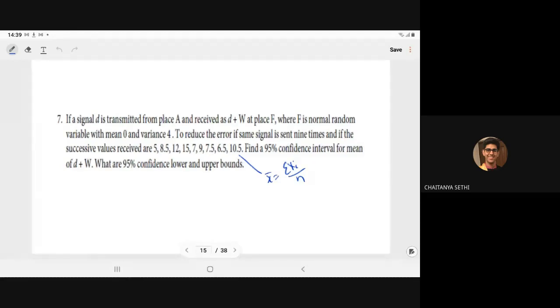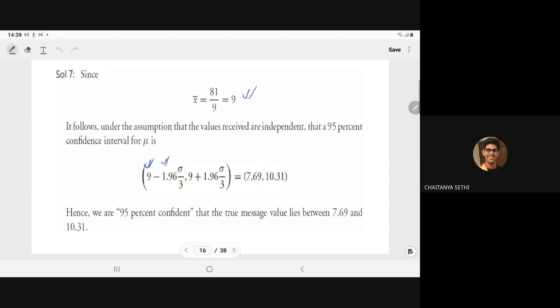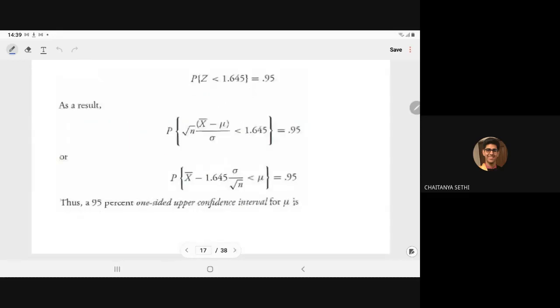Lower and upper bound means we have to determine on which side this mu lies. This value you have to determine. If mu lies on this side, this will give you the lower bound, and this will give you the upper bound. So what should this value be? 95% of the time the true value lies in that interval. So here the probability Z less than 1.645 is equal to 0.95. That is a very standard value.